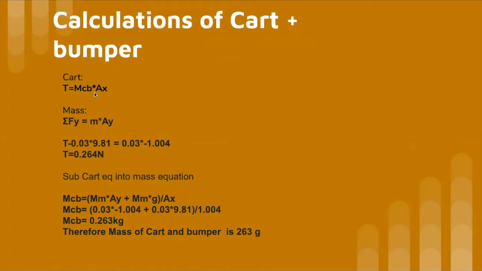Tension force, this is the calculation. Tension force was found using the sum of vertical and horizontal forces, and then the same thing was substituted in to get the total mass of the cart and bumper, 263 grams. This is the whole working process to get that.